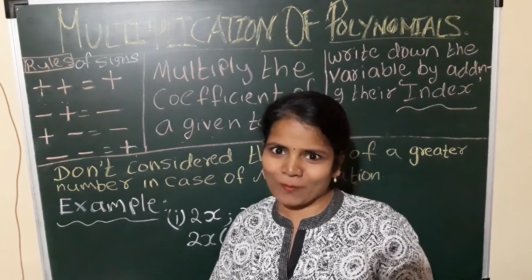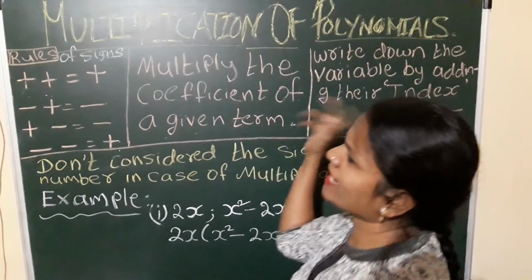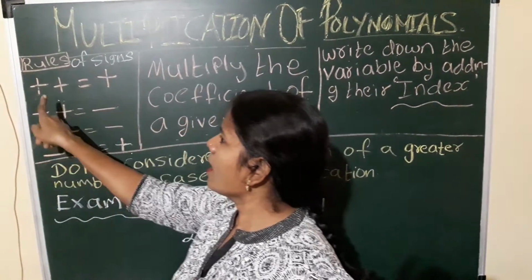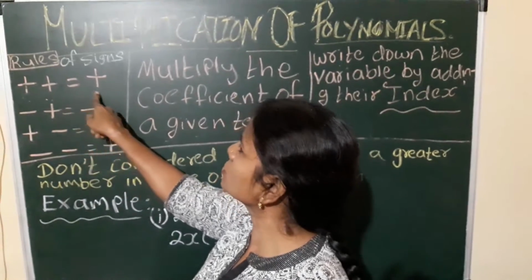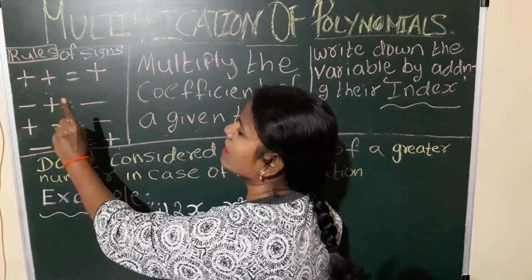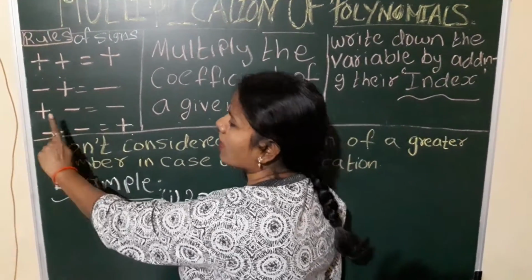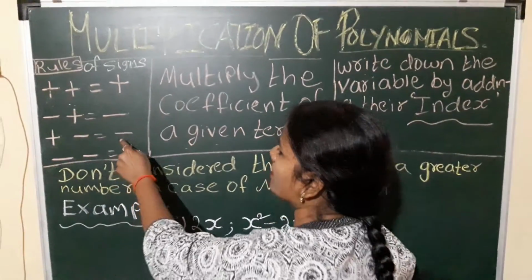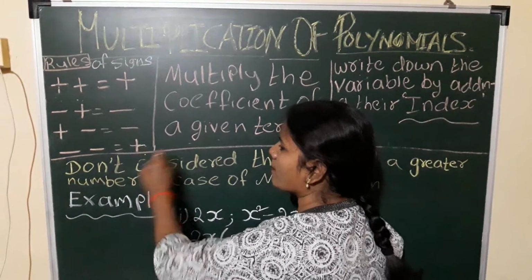So, today our topic is multiplication of polynomials. Let's begin with the rules of signs. If one term is positive and the other term is positive, then the solution will be positive only. If one term is negative and the other term is positive, then the solution will be negative. If one term is positive and the other term is negative, then the solution will be negative. If both the terms are negative, then the solution will be positive.